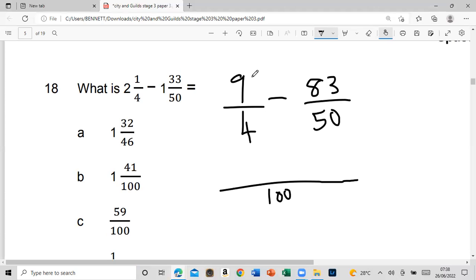So 4 into 100, that's 25. 9 5s are 45, so we carry the 5. Put on the 1. 9 2s are 18. 18 and 1, 19. So that's 195. Guys, make sure you multiply the 83 by 2. So 2 3s are 6, 2 8s are 16. So all of it, we subtract 166 from 195.